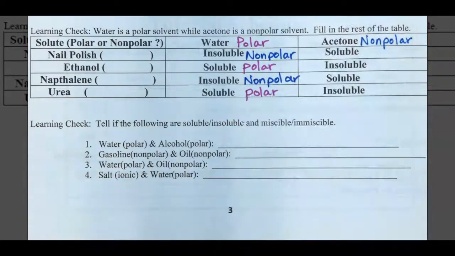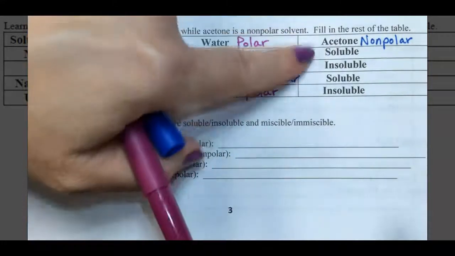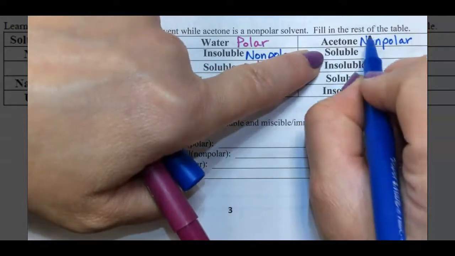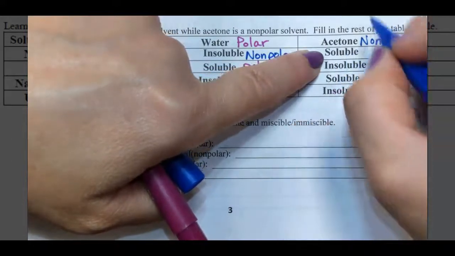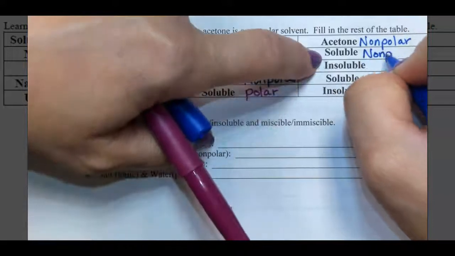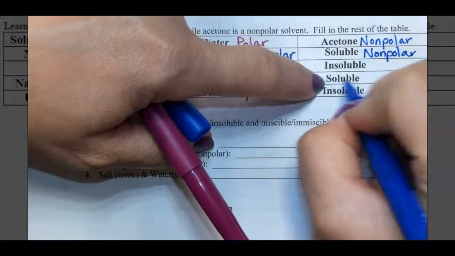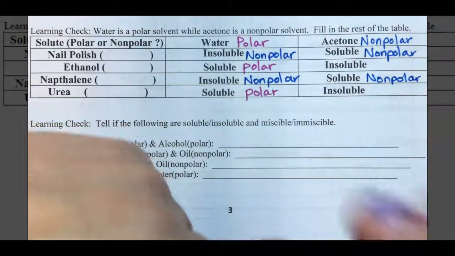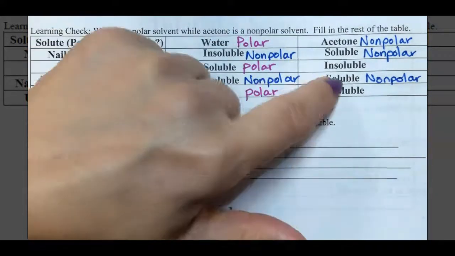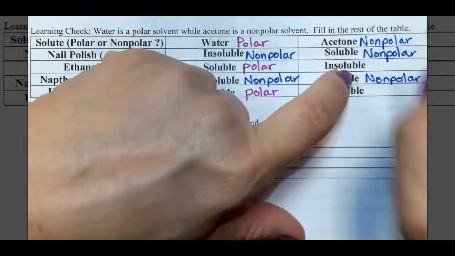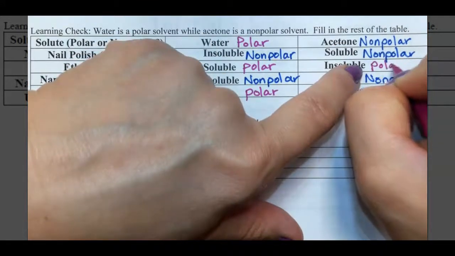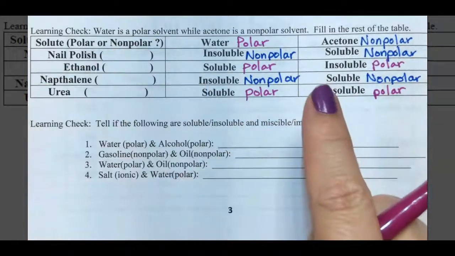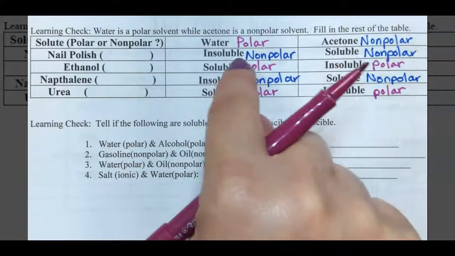Now let's look at it from this other example. If you have acetone, which is nonpolar, if it's soluble in acetone, it must also be nonpolar. So this is nonpolar. And this is nonpolar. And if it's insoluble in the acetone, then it must be the opposite polarity of acetone. So this must be polar. And that means this must be polar. So if you look at our diagram here, it lines up.